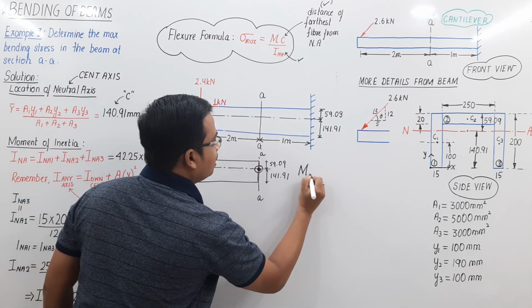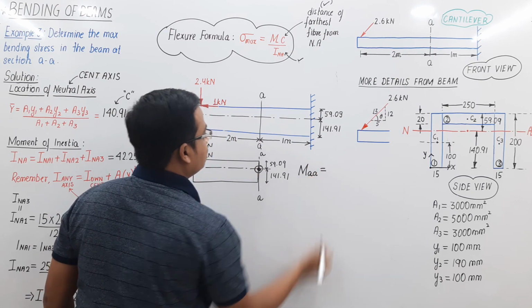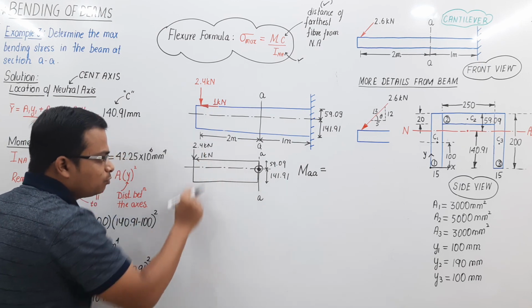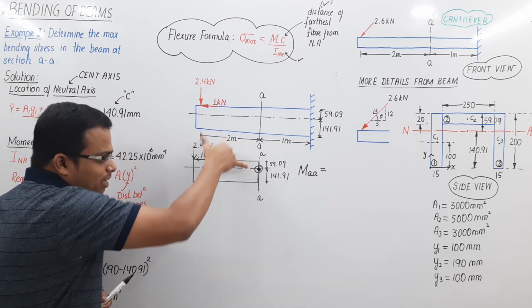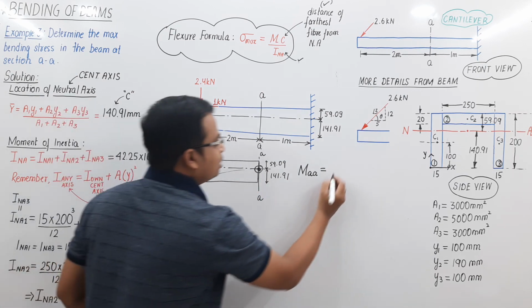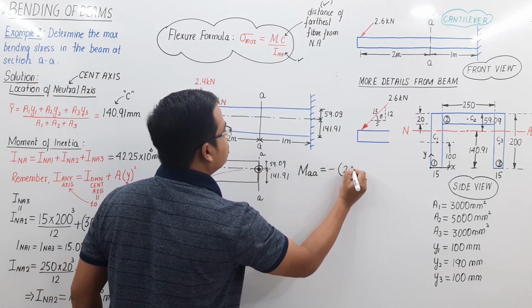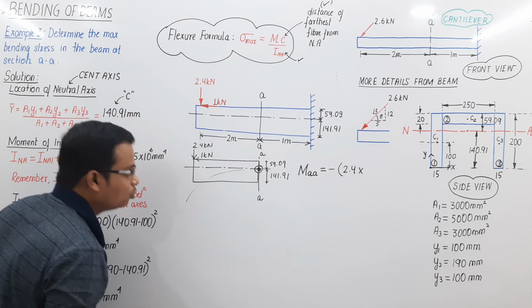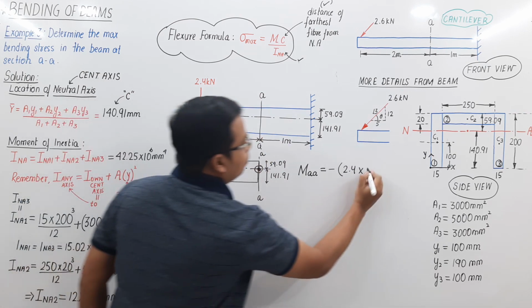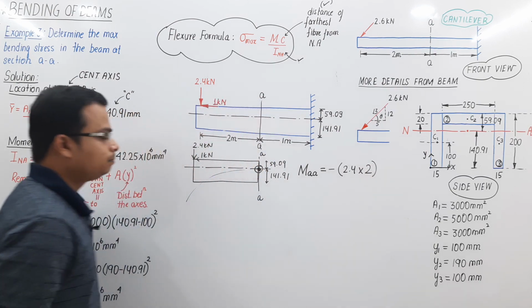M at AA is equal to, so just take a look at this, 2.4. It is this force with respect to this point. What is the nature? Going downwards, it will try to bend the beam in this fashion. What is this? A clear-cut case of hogging. That means a negative sign: minus 2.4 multiplied by, so this is the force, this is the perpendicular distance. How much is this distance? That's 2 meters, multiplied by 2 and done.